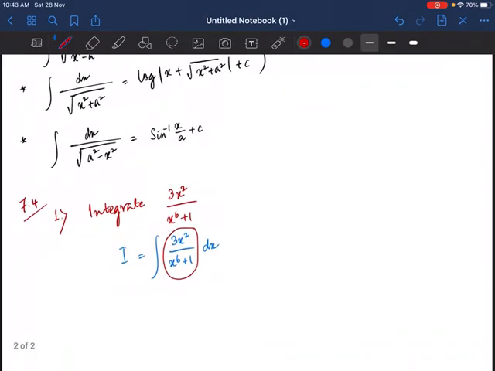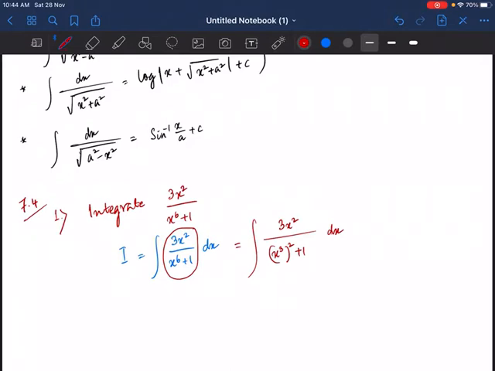So the first thing we are going to do is see the numerator, there is 3x square, right? And x to the power 6, we can manipulate it and write this one as 3x square divided by x cube whole square plus 1 dx. Why? Because I know the differentiation of x cube gives us 3x square. So I'm writing x to the power 6 as x cube whole square.